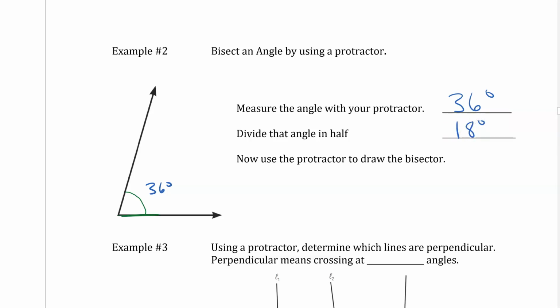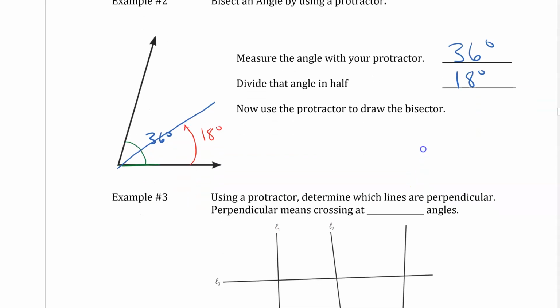Now use your protractor to draw the bisector. So then what you're going to do is put your protractor over top of there, and again line it up really well, and then see if you can find the right place so that you're going to get 18 degrees. So I'm going to draw that out and say 18 degrees over here. Again, I can't really do a protractor on the screen, but that's how it would look.